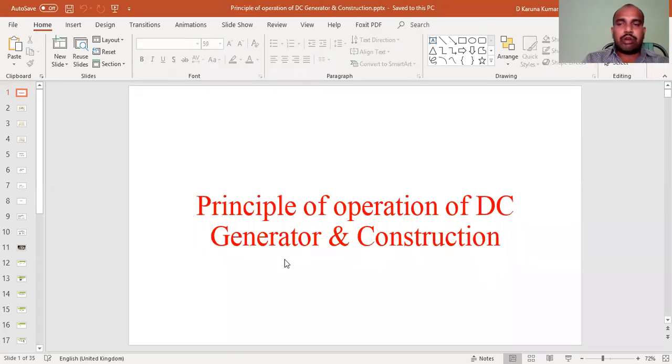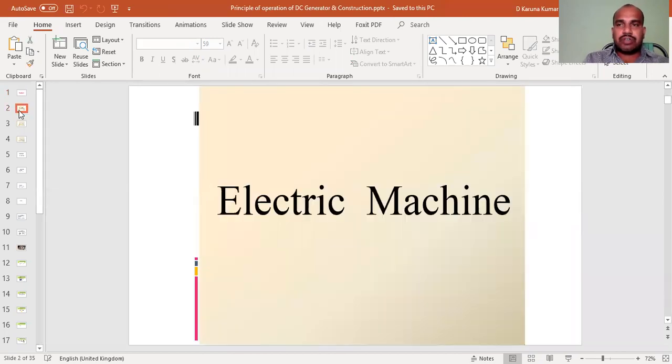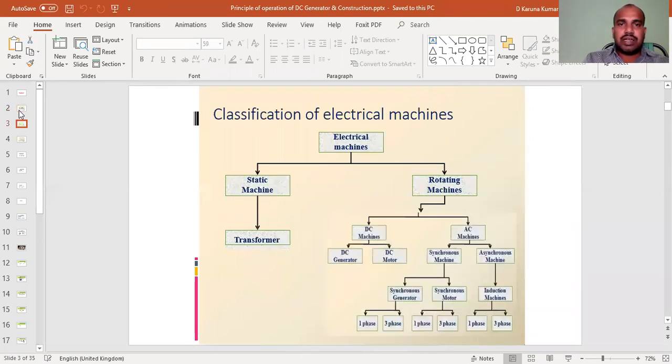Good morning. Today we are going to discuss the working principle, operation, and construction of the DC generator. First of all, what is a machine? An electrical machine converts one form of energy into another form of energy. Electrical machines are of two types: static machines and rotating machines.